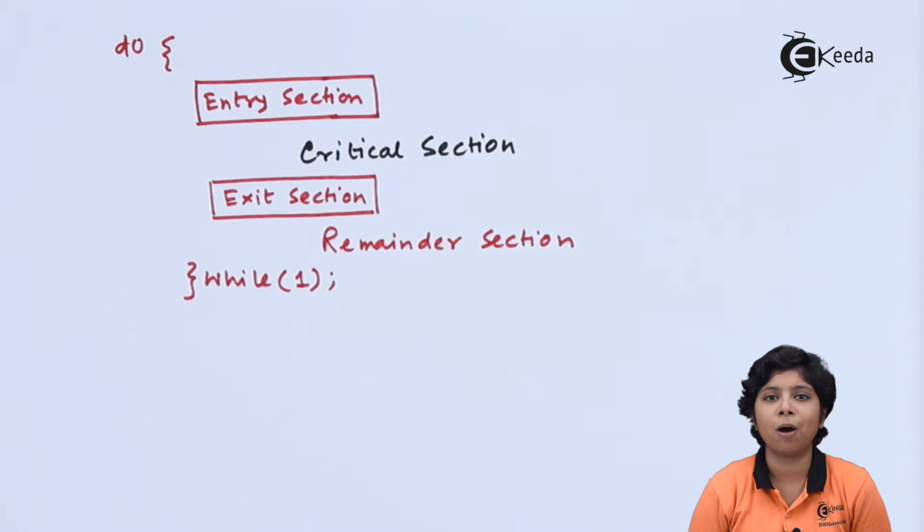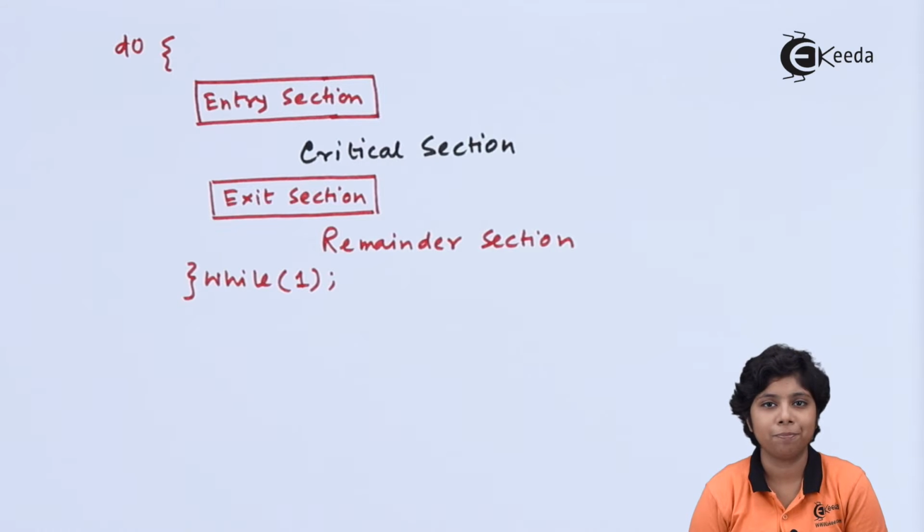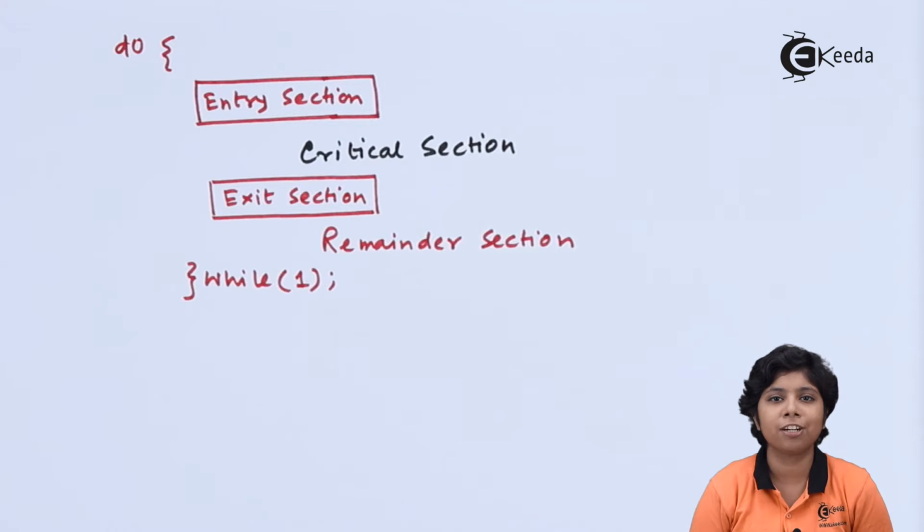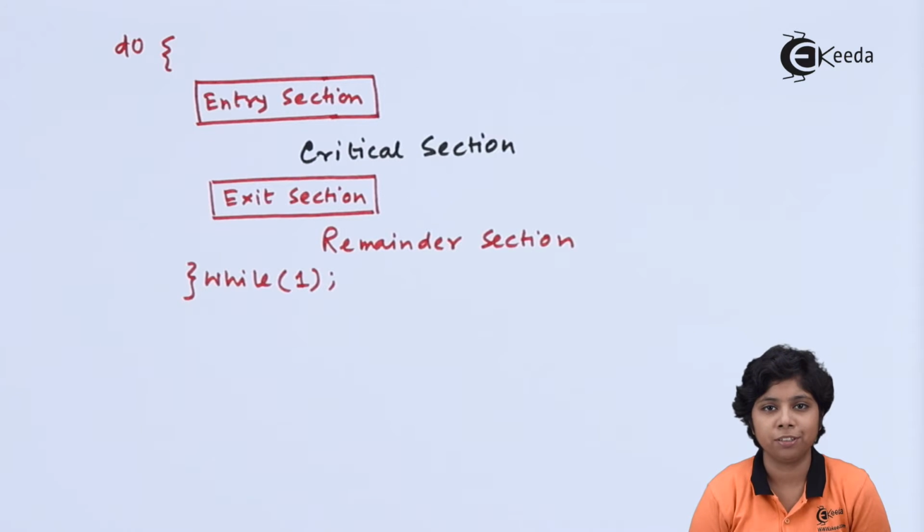The last one is bounded waiting. There is a bound or limit on the number of times other processes are allowed to enter their critical section after a process has made a request to enter the critical section and before that request is granted. Now, if we follow these three conditions, then we can address the critical section problem. We assume that each process is running at a non-zero speed. However, the relative speed of the n processes cannot be assumed.